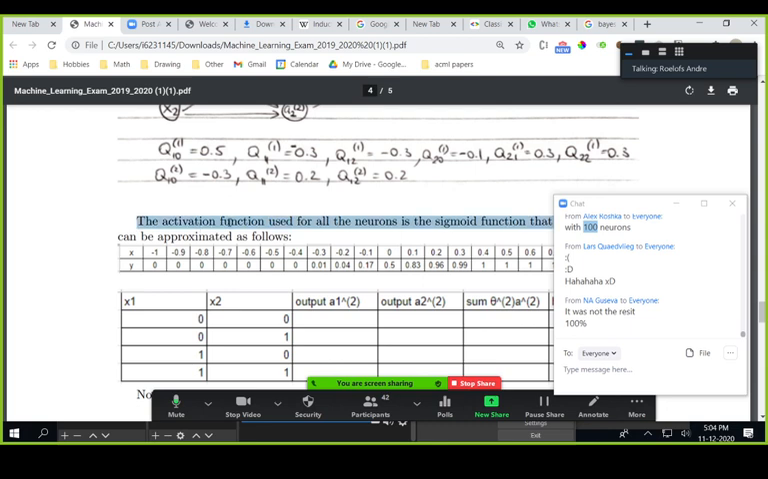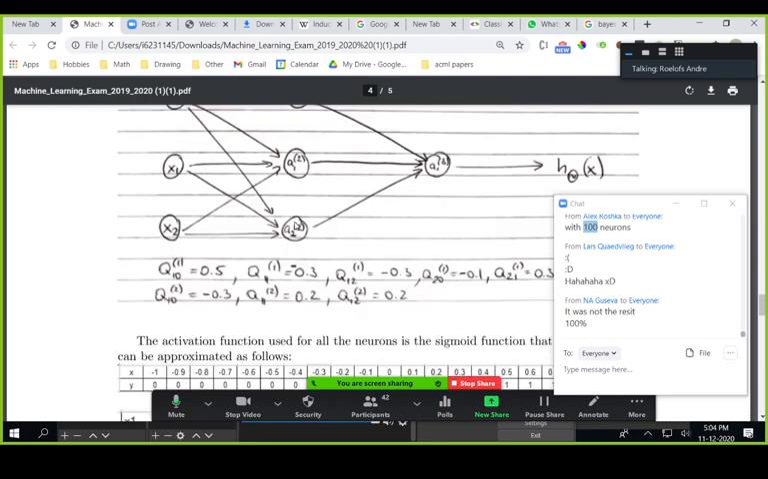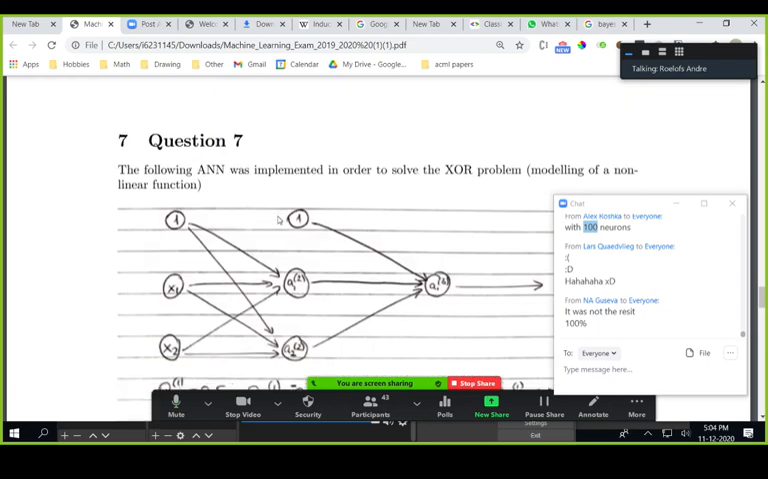So right, the activation function used for all neurons. Okay, so here we just need to compute the properties over every single one.